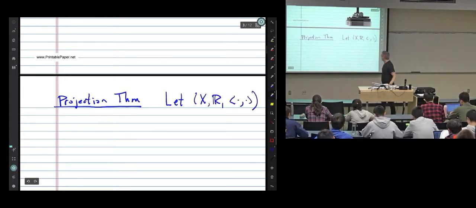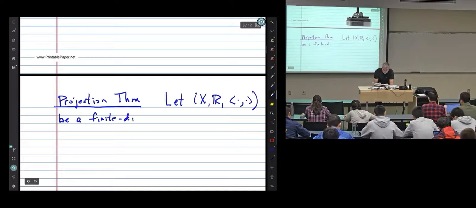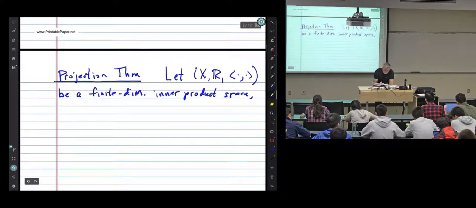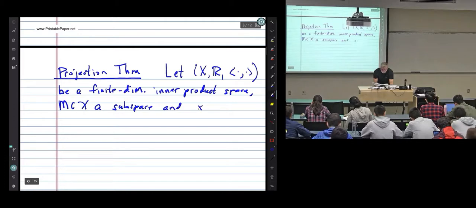We'll keep doing everything for the reals, so we don't have to worry about the complex conjugate, etc. But let X be an inner product space, a finite dimensional inner product space. M contained in X, a subspace, and little x just some point in X.